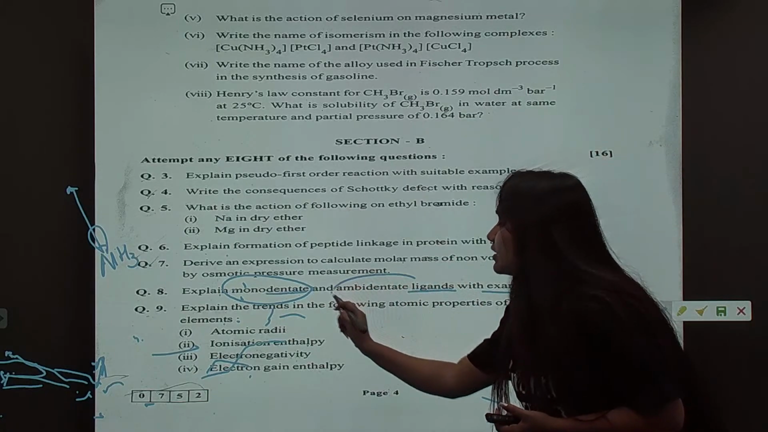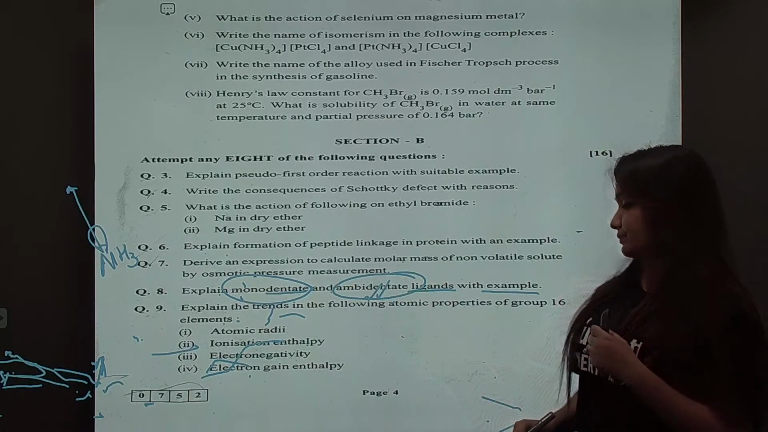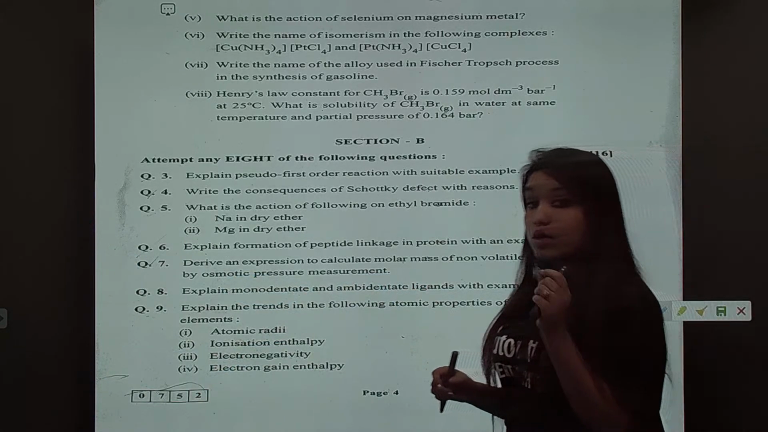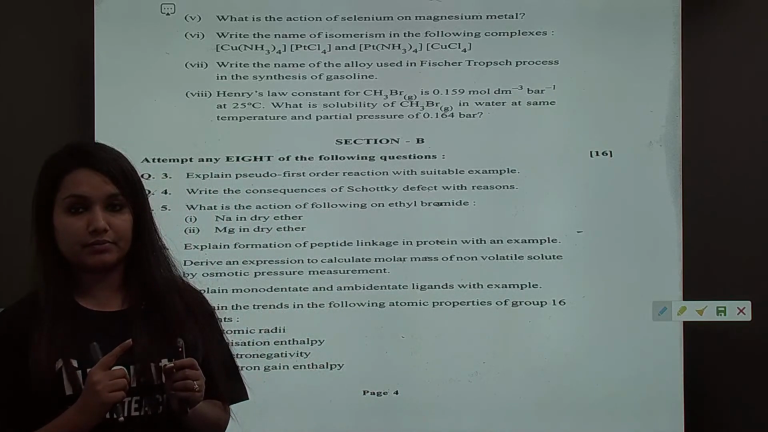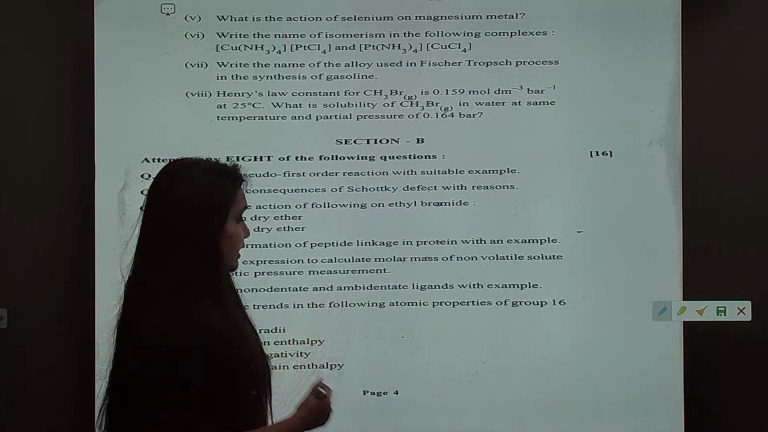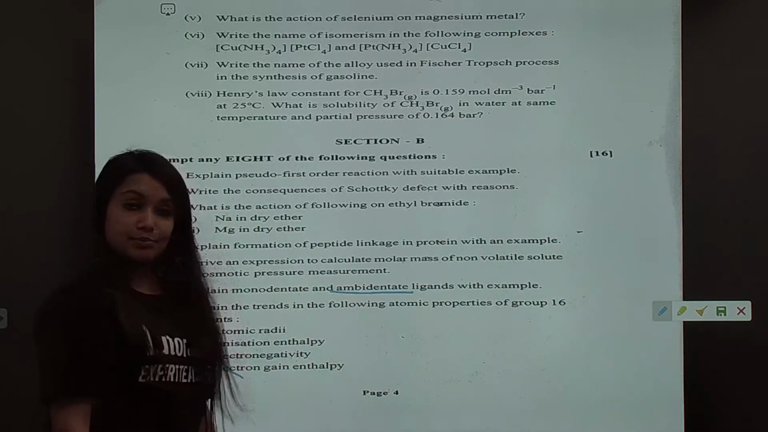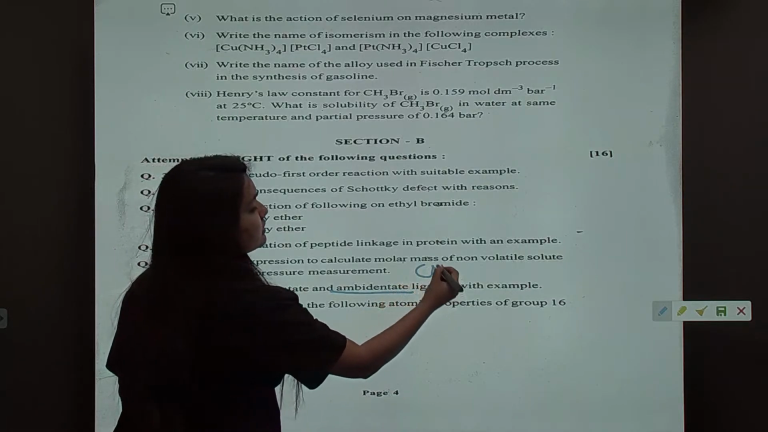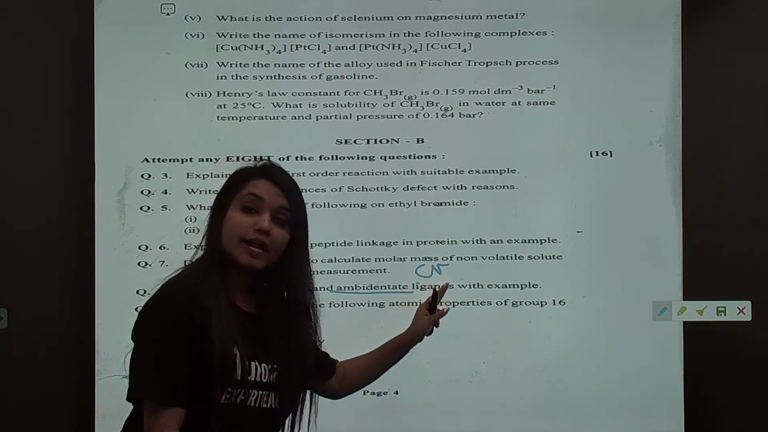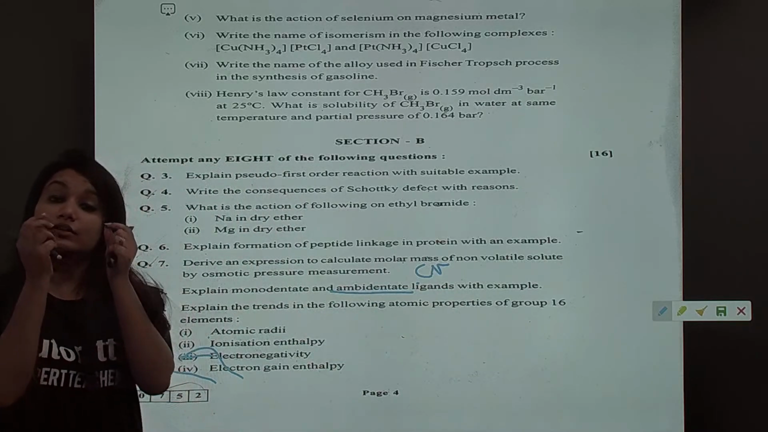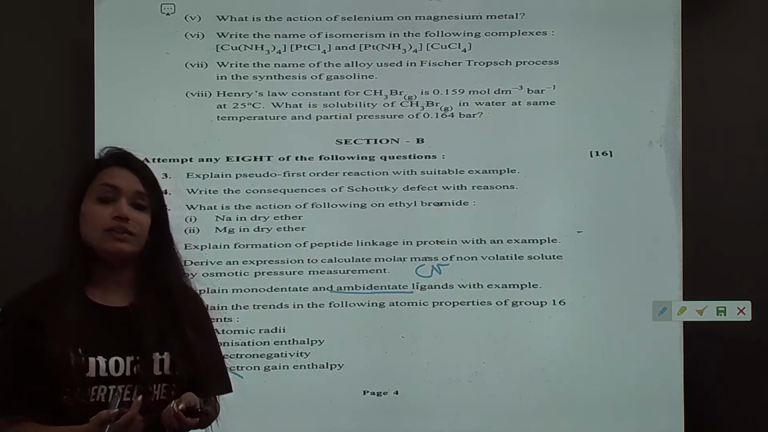Then what about ambidentate ligands, everyone? Ambidentate ligands are those which contain two or more donor atoms, but only one will participate at a time. So if I have to write the example of ambidentate ligand, the example could be CN minus. Here there are two donor atoms. Carbon is also the donor atom, nitrogen is also the donor atom, but they cannot participate together. The question is why? The answer is very simple.